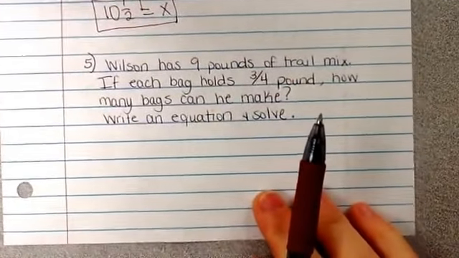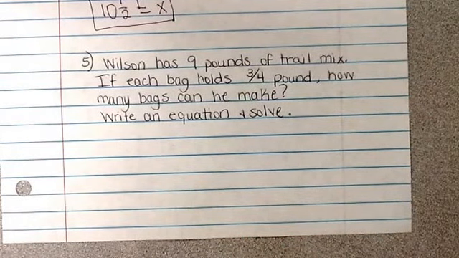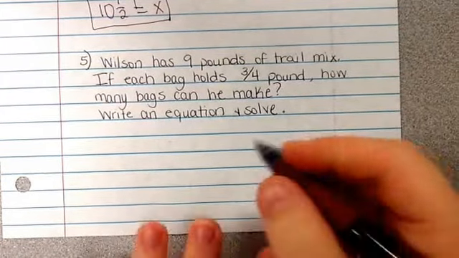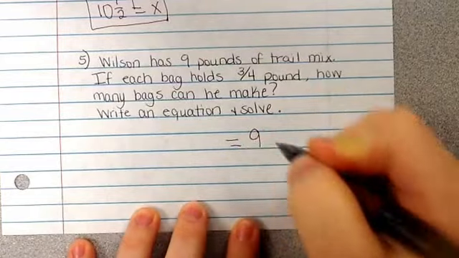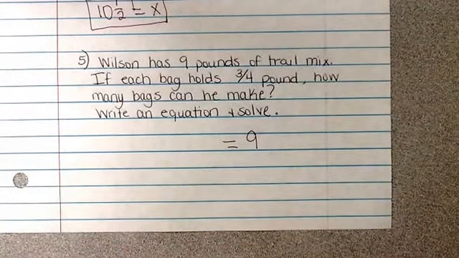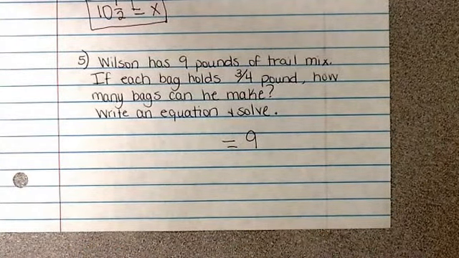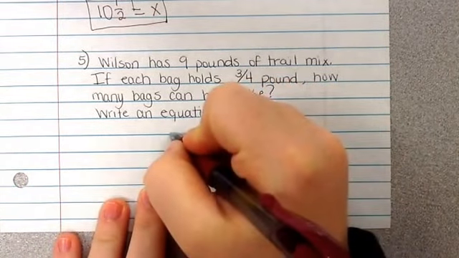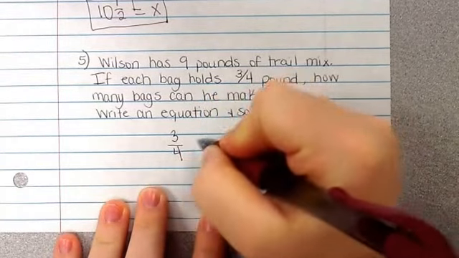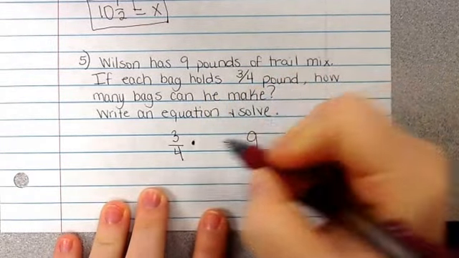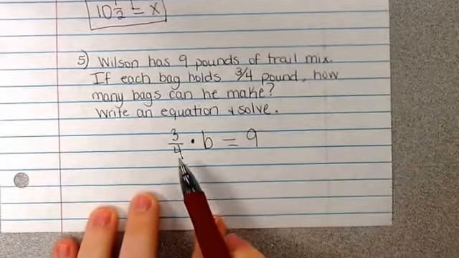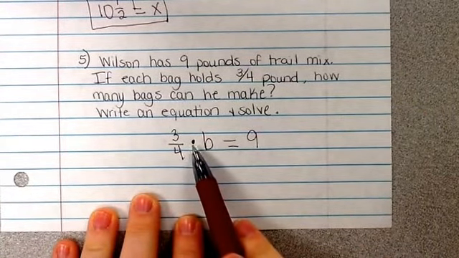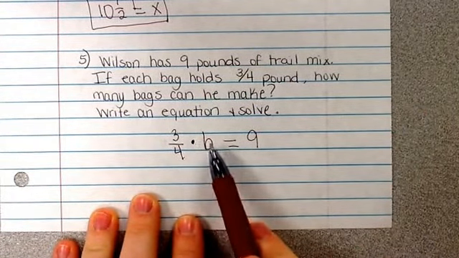Let's take a look at this last one. Wilson has 9 pounds of trail mix. Okay. So this all together is going to equal 9. If each bag holds 3/4 pound, how many bags can he make? Is he making one bag or multiple bags? Multiple bags. So what are we going to do with 3/4? If we're making multiple, we are going to multiply. So each bag is 3/4. We're making multiple bags or multiplying by the bags.